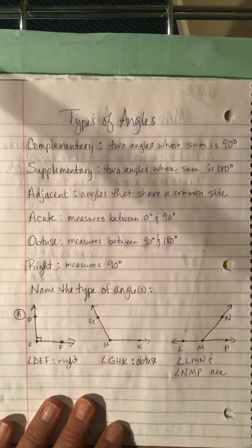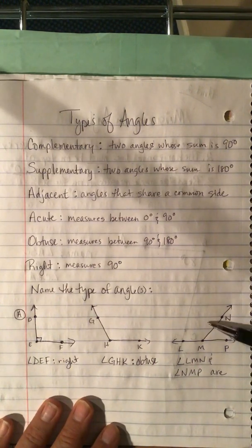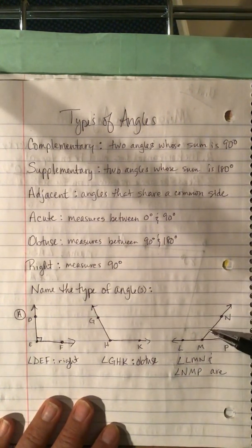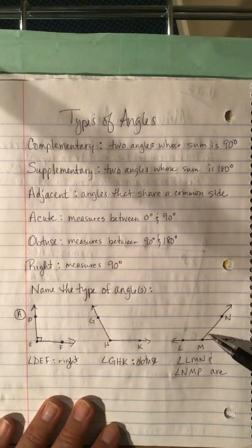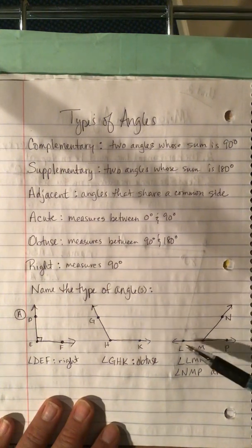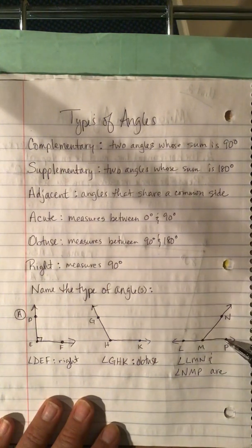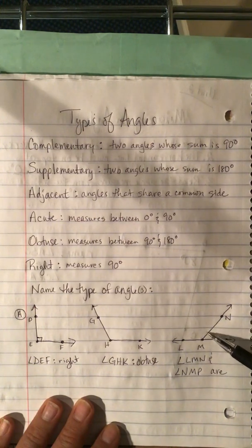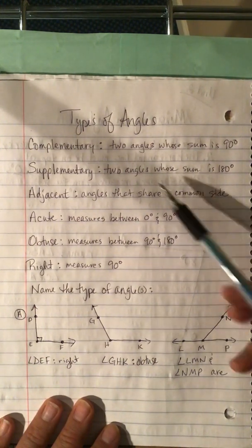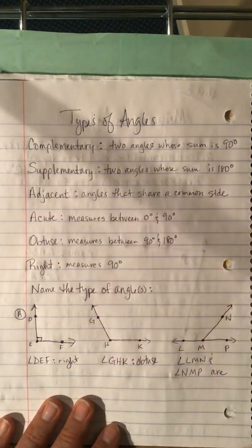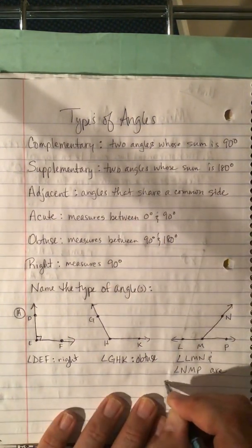It's an obtuse angle. Over here on the right, angle LMN would be this angle right here, and angle NMP, this angle right here. If you look at the relationship, those two angles come together to make angle LMP, which would be a straight angle. The straight angle is 180 degrees, which makes them also supplementary. So I'm going to call them supplementary.